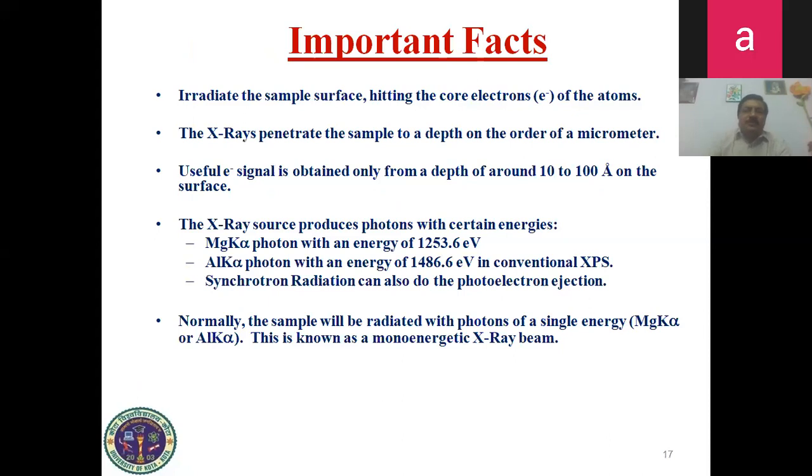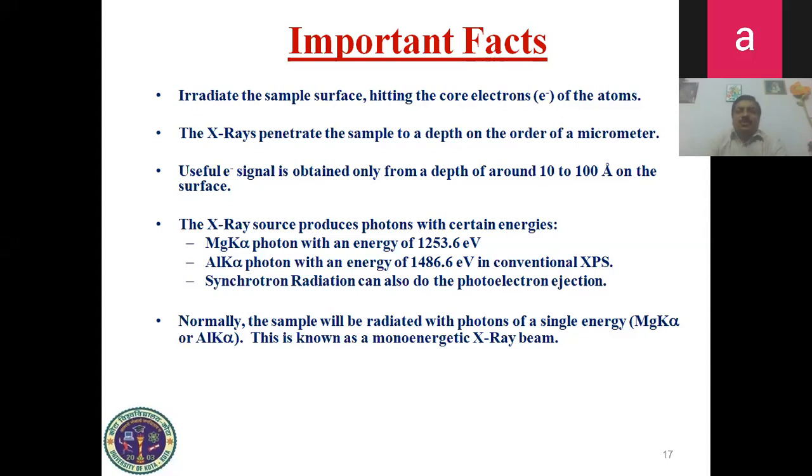Now, a few important facts about the XPS analysis. We have to irradiate the sample surface by hitting the core electron of the atom. X-ray penetrates the sample to a depth on the order of micrometers only. Useful electron signal is obtained from a depth of around 10 to 100 angstrom, and other electrons which are contributing are actually electrons after collision with other atoms' electrons. So they are producing the noise in the XPS spectrum only.